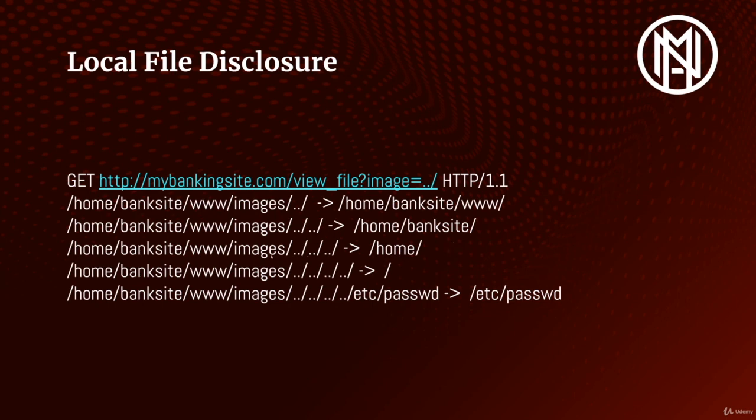If we do a third one, it's going to do 1, 2, and 3, which is going to become just /home. And then if we do a fourth one, 1, 2, 3, and 4, it's going to just go to a /, which is the root directory. And once you give it our /etc/passwd, it's going to just translate that to the /etc/passwd where the file is stored, and it's going to display its content.